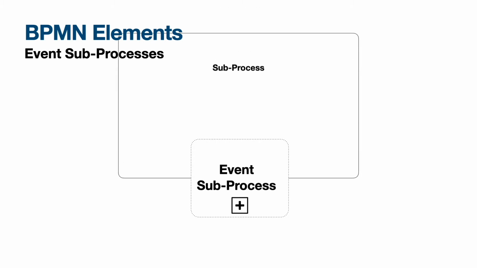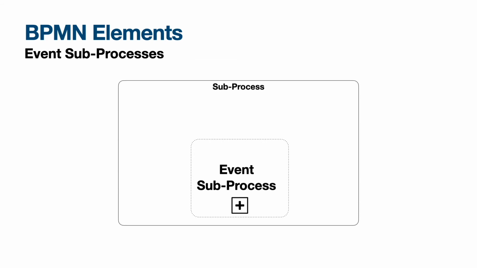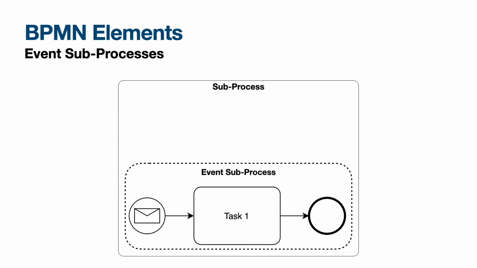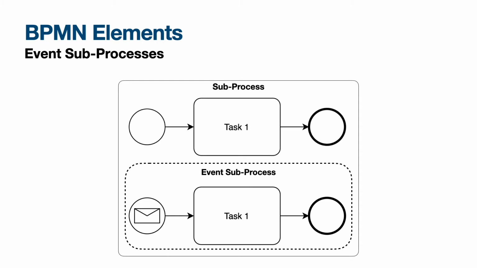Event subprocesses are nested within other subprocesses. An event subprocess is always triggered by an event. Let's see how that works. In this example, we have a very generic subprocess. At some point during the execution of the process, an event took place which triggered the embedded event subprocess.